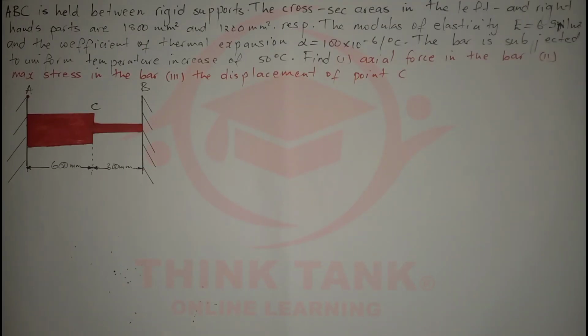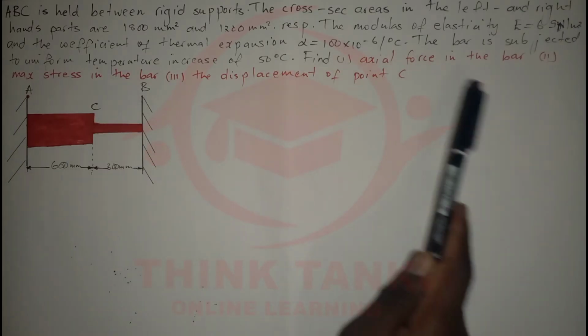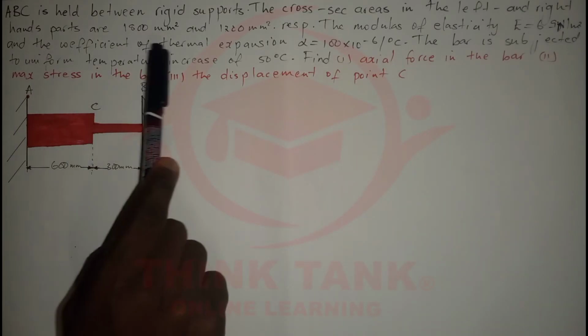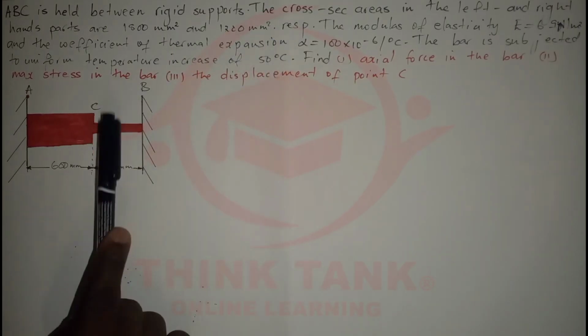In this video, we're going to look at axially loaded members. We're given a problem. ACB is held between rigid supports A and B. The cross-sectional areas in the left and right-hand parts are 1800 millimeters squared, this is the left part, and 1200 millimeters squared, this is the right part.